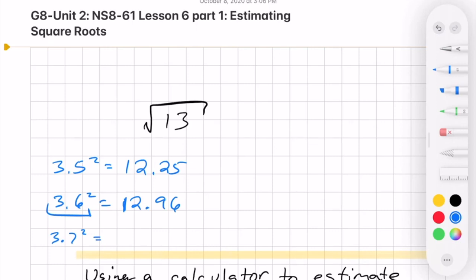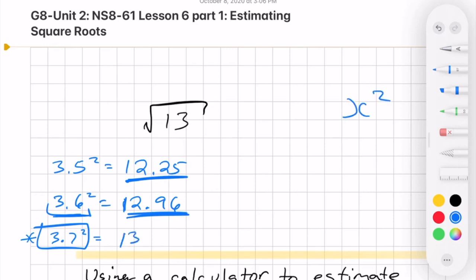As well, look how much bigger 3.6 squared is than 3.5 squared, right? So I'm assuming that this one is going to be further away from 13. I want you to just check on your calculator, making sure you can use it. So 3.7, and you can either hit the squared button, which looks like this, or you can just multiply it by itself, and that would be 13 and 69 hundredths. It is closer, right?